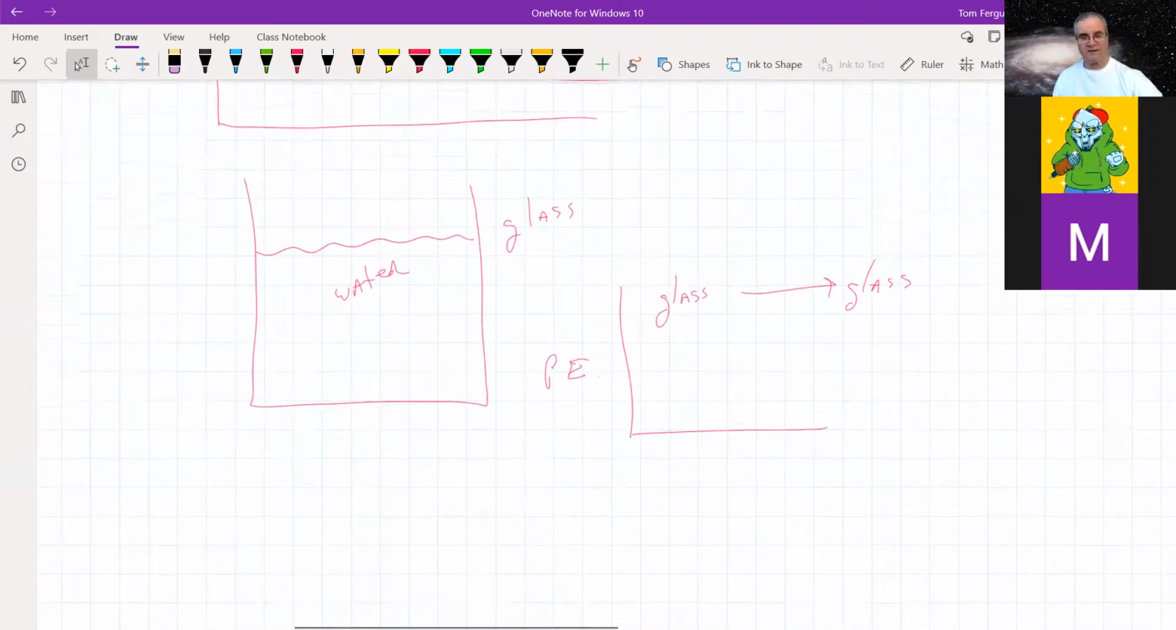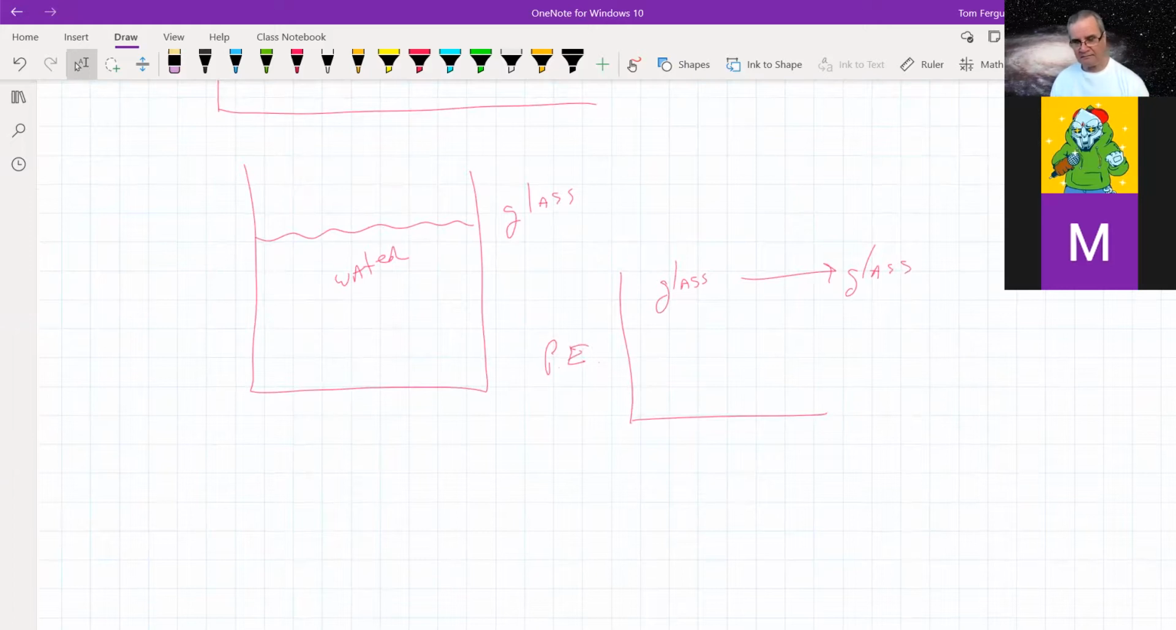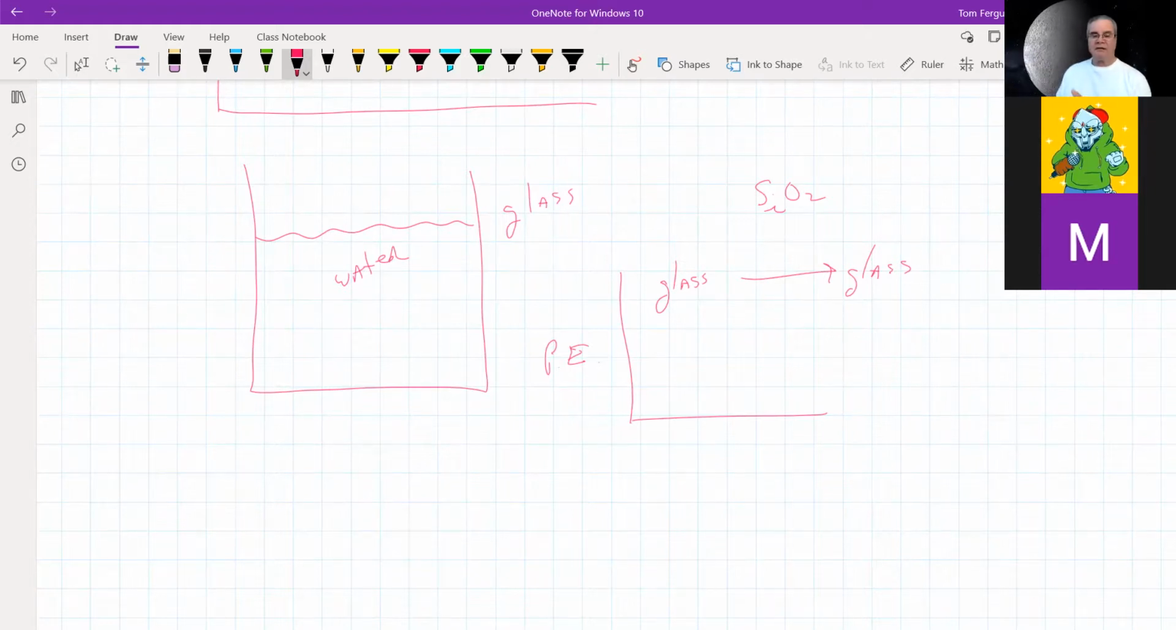Exactly. So if the glass is super stable, nothing changes. That's why it remains glass. That's why glass is so nice to put stuff in, because it's super stable. It's silicon dioxide, very, very stable. So we have a glass of water in it, and nothing happens because the reactants are super stable. Just a plain old glass of water.